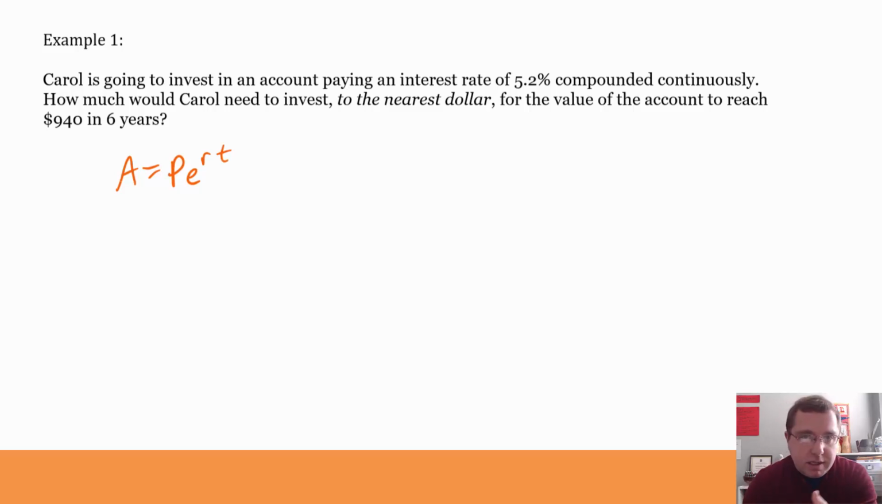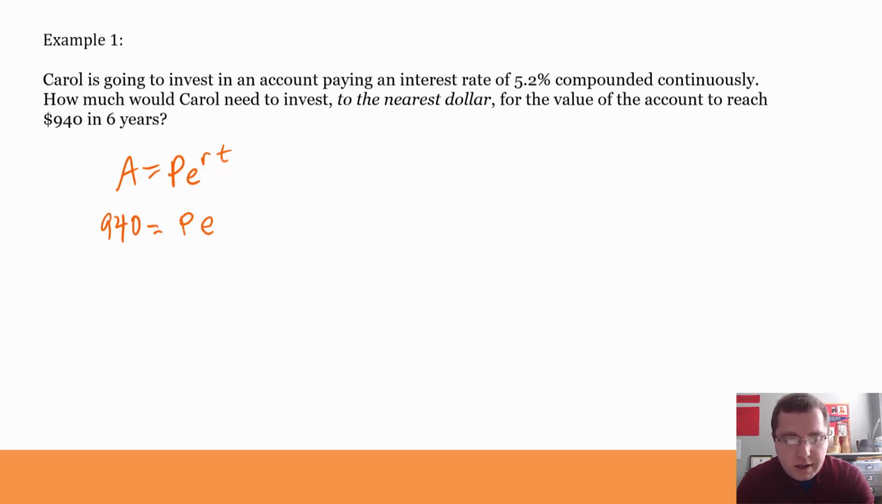A, P, r, and t mean the same that they mean for the other compound interest formula. So we want the value to reach $940. We want to know how much she needs to invest. So what are we solving for? We're solving for P, and we know that A is $940. We want to know how much she needs to start with, the principal amount, so that she ends with $940. e is not a variable, it's a number. It goes in there, into the formula.